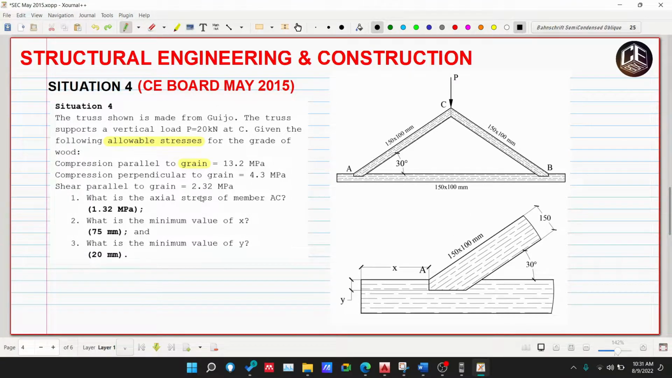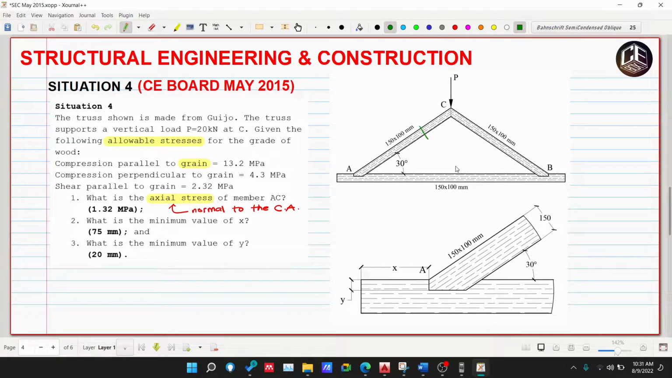So, ang unang pinapahanap yung axial stress. Wala naman tayong problema sa axial stress, hindi ba? Kasi kapag sinabi natin axial stress, this is normal to the cross-sectional area. What I mean is, yung ating force or stress is perpendicular or normal sa ating cross-sectional area. So, saan nga bang cross-sectional area ng ating member AC? Andito siya. Nandyan yung kanyang cross-sectional area.